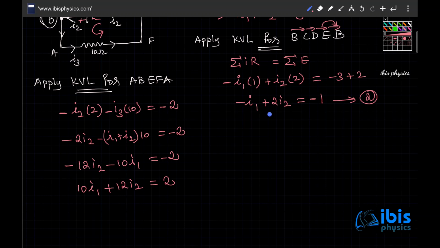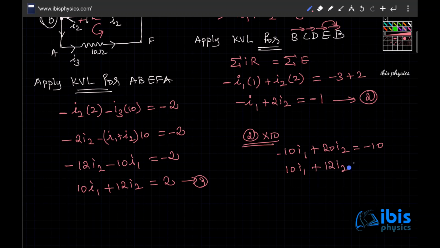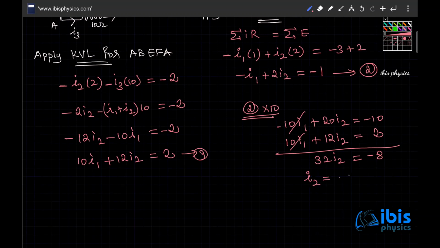Let us have this as equation 3. So let's do second equation into 10. What are we getting? Minus 10 I1 plus 20 I2 equal to minus 10. And let's have this, 10 I1 plus 12 I2 equal to 2. When you add these two, the I1 terms will be cancelled. So 32 I2 equal to minus 8. So I2 equal to minus 8 by 32, which is minus 1 by 4. So, the current I2 is minus 0.25.